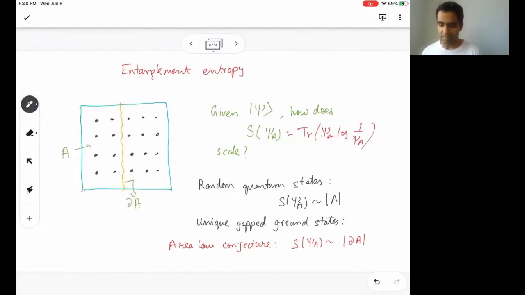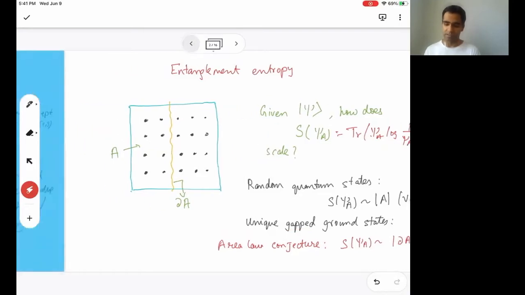So for instance, if I take my lattice and divide it into a region A and a complement region, and the boundary between the regions is what I call delta A, then I can ask, how does the entropy of this quantum state scale? So for most quantum states, in particular, if I took a quantum state at random, the entropy would scale as the number of particles inside the smaller region. Let's say A is the smaller region. So that's called the volume behavior of entanglement.